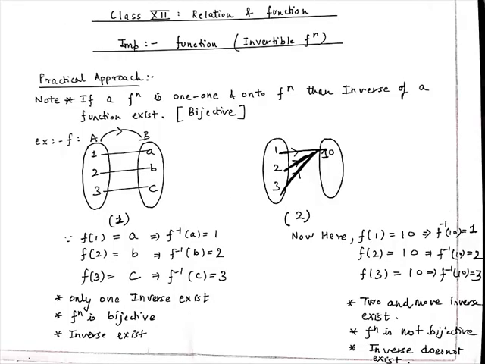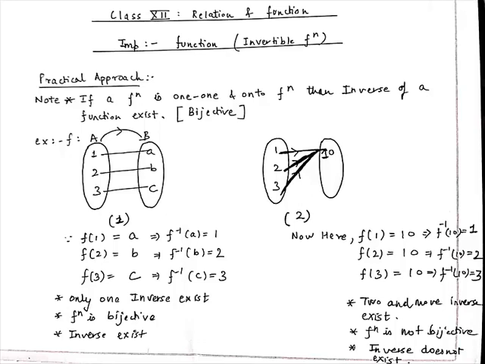Now students, our second topic is to find the inverse of a function. First we will learn and understand the practical approach, and after that we will do the theoretical approach, which is very, very important. So students, if a function is one-one and onto both, the function is bijective. And if it is bijective, then the function is also invertible.